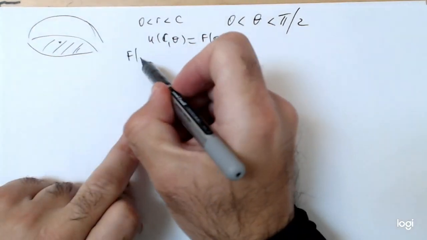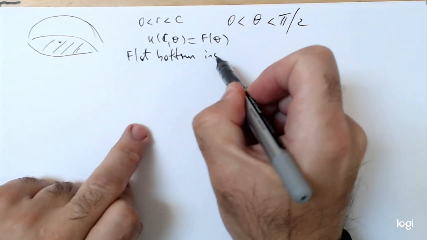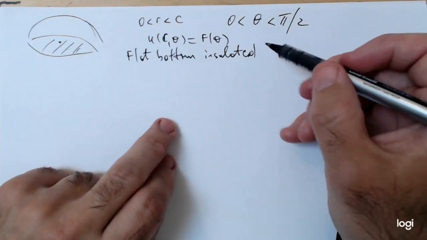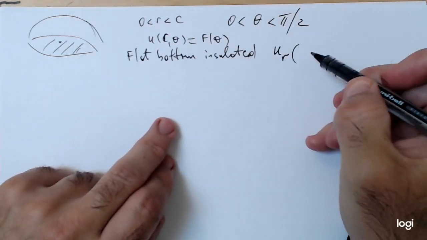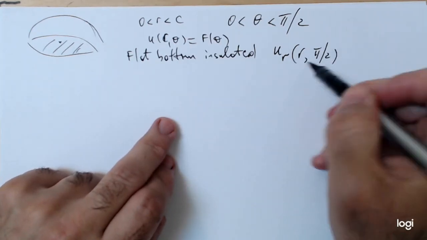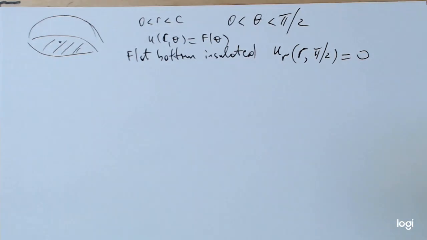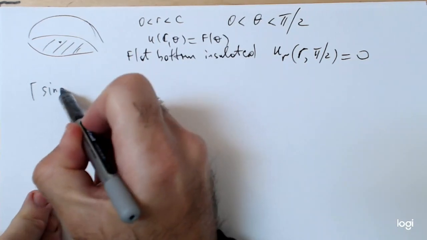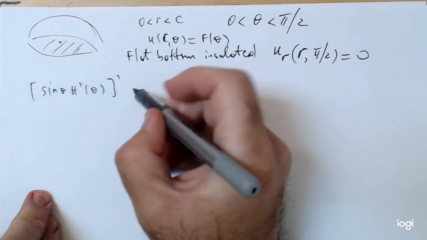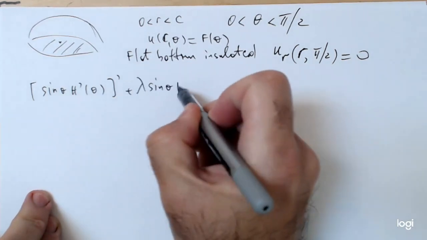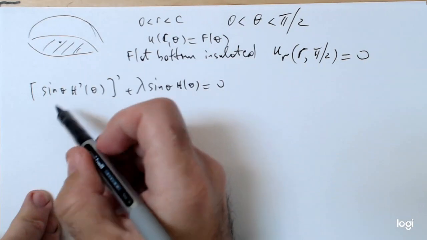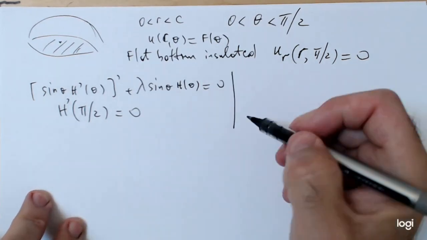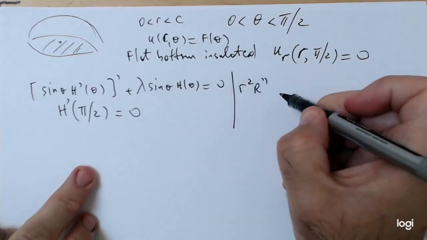But the bottom, the flat bottom, let's say it's insulated. Well, if it's insulated, then you would write that condition as u partial r of r, pi over 2, theta, where pi over 2 indicates the flat bottom, equal to 0. So the only difference is that when you do your separation of variables and when you deal with the Sturm-Liouville problem, then the condition will not be h of pi over 2, but h prime of pi over 2 equals 0. And of course, the equation in r will be the same as before.